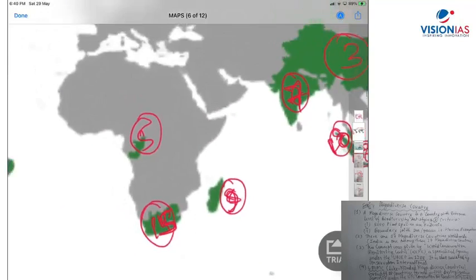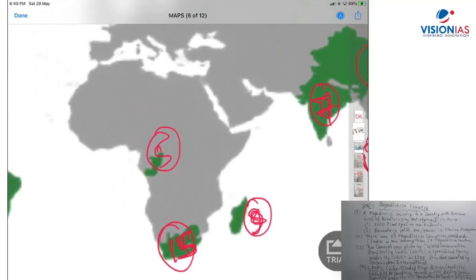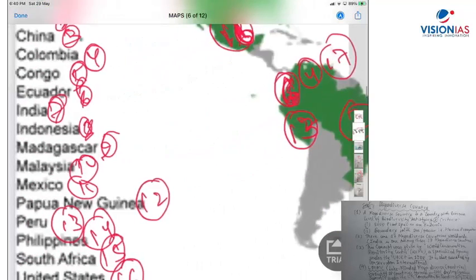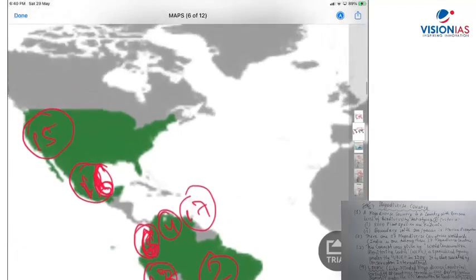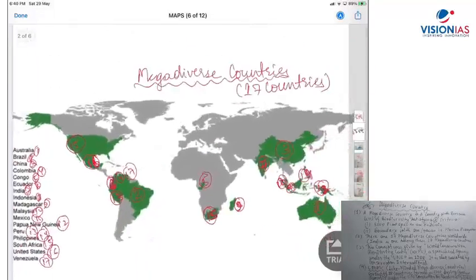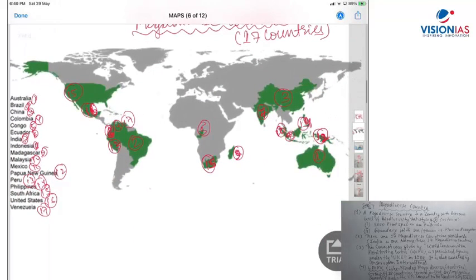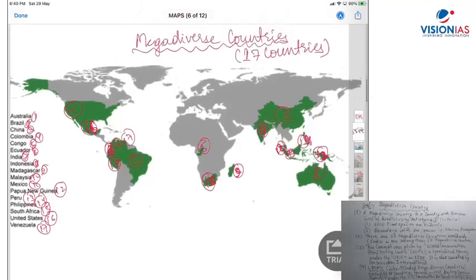Then again you can see here the part of Congo. Then South America, Brazil, Ecuador, Peru, right, and Colombia. Then North America, USA and Mexico. These are the 17 mega diverse countries of the world as per UNEP.